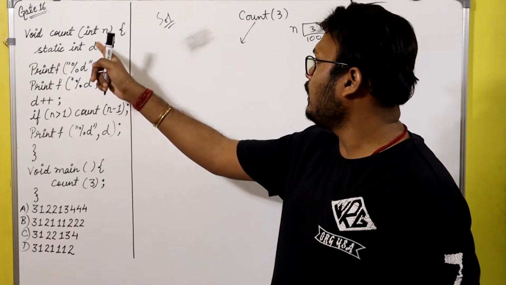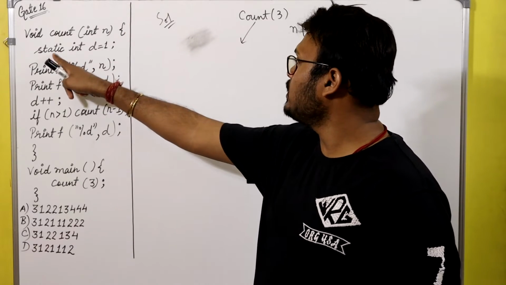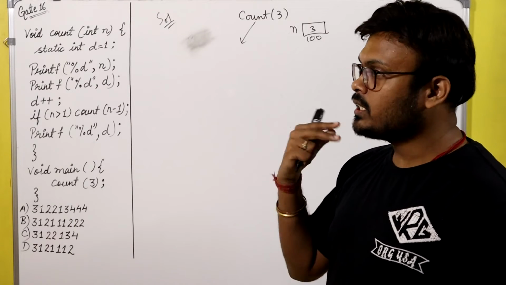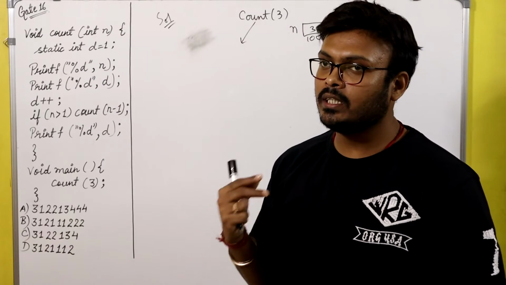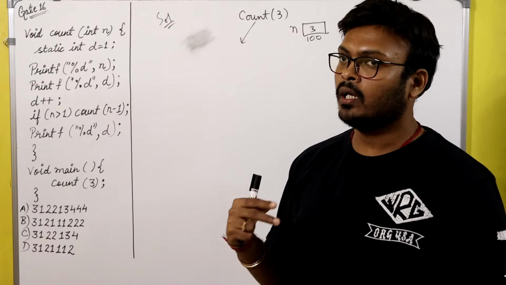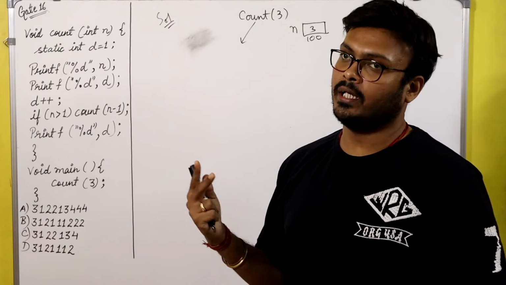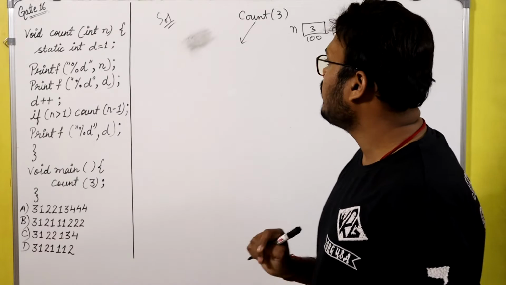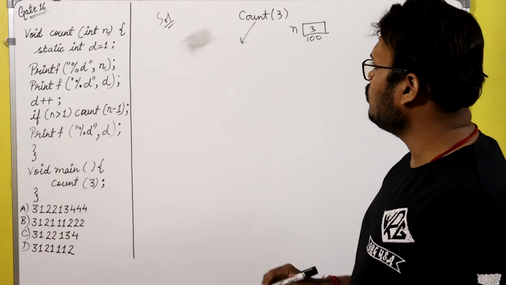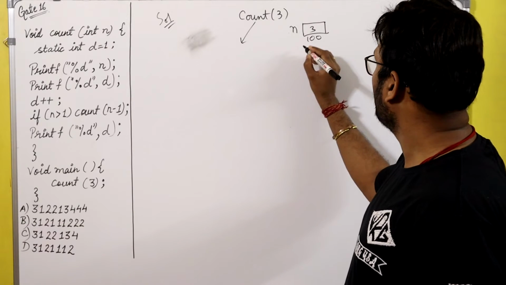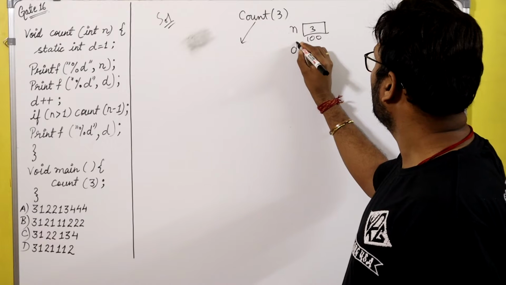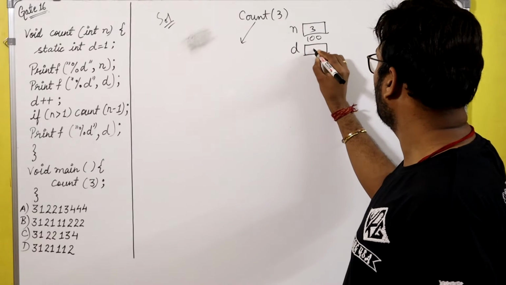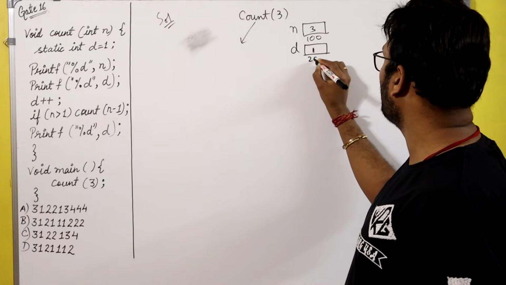And also one static variable is there. So what is a static variable? A static variable is a variable which is initialized once, and the value will be retained till the end. I hope that you know the concept of static variable. One static variable d is also there. Its value is 1, and let's give the address 200.